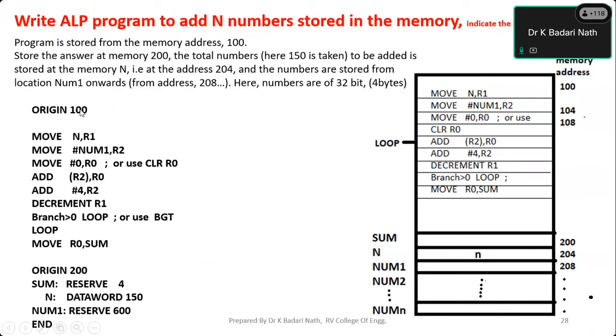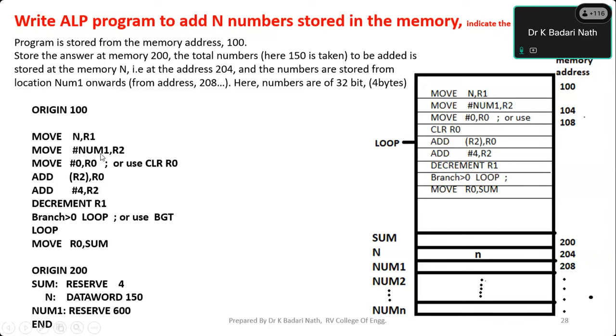Now, move n comma R1. What does it mean? The contents of the memory location called n, where you store the number of numbers, are moved into R1. What type of addressing mode is it? It's a direct addressing mode because the memory label is used in the instruction.